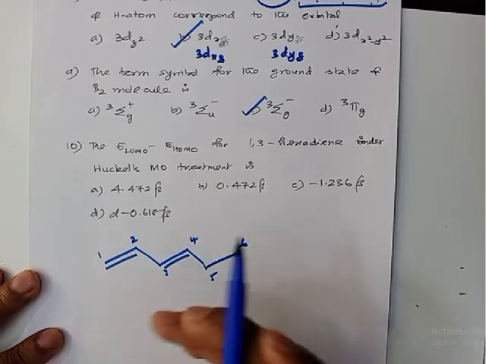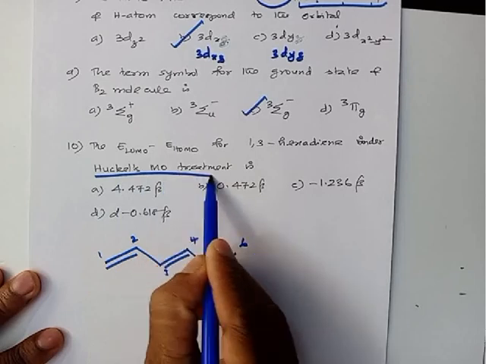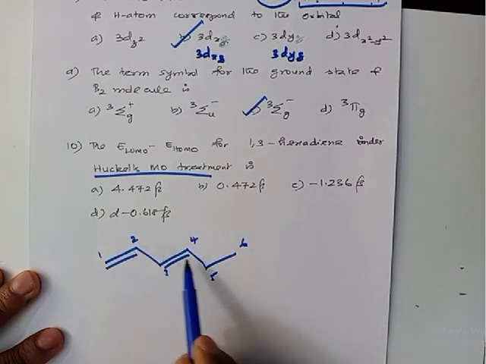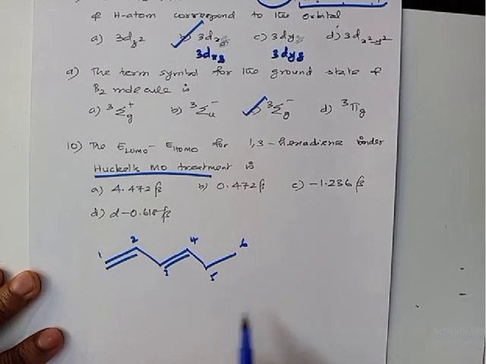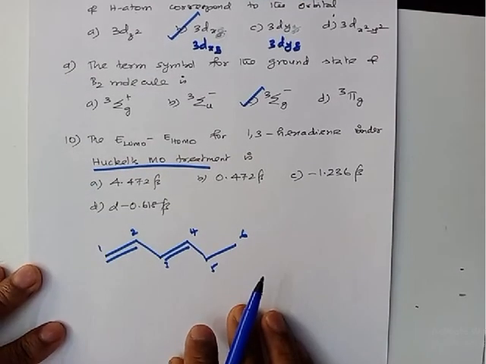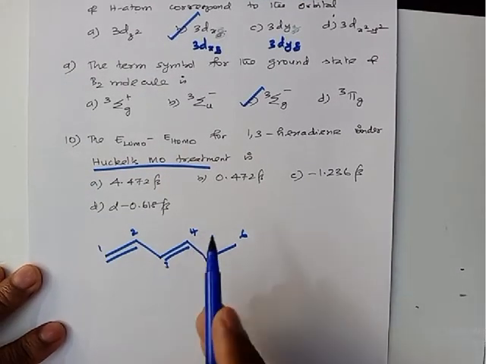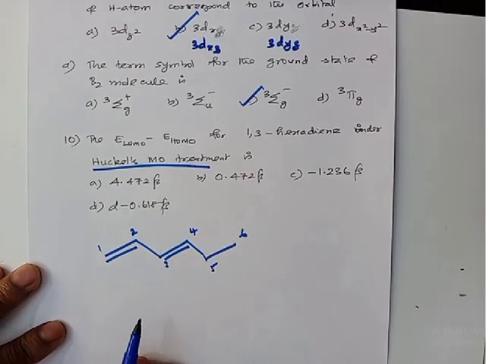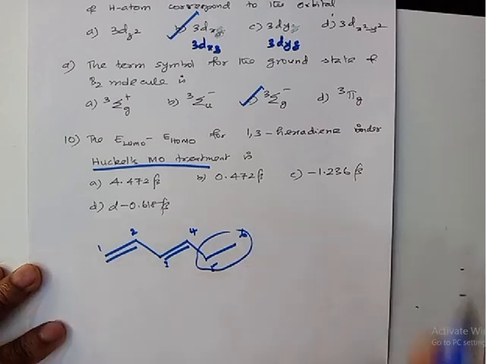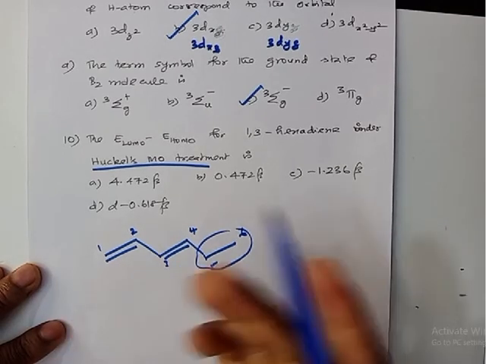But you know very well, under Huckel molecular orbital treatment, you need not worry about the sigma bonds. Sigma electrons do not contribute. So this is exactly the same as 1,3 butadiene. Students, you need not worry about this part. Sigma electrons do not contribute. So you can treat this as 1,3 butadiene.